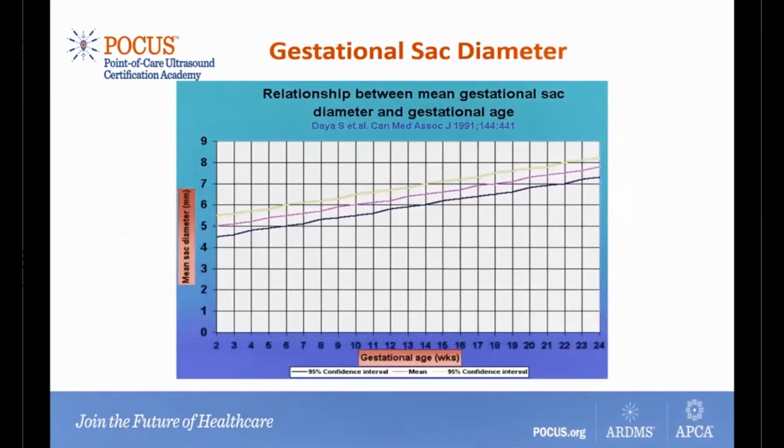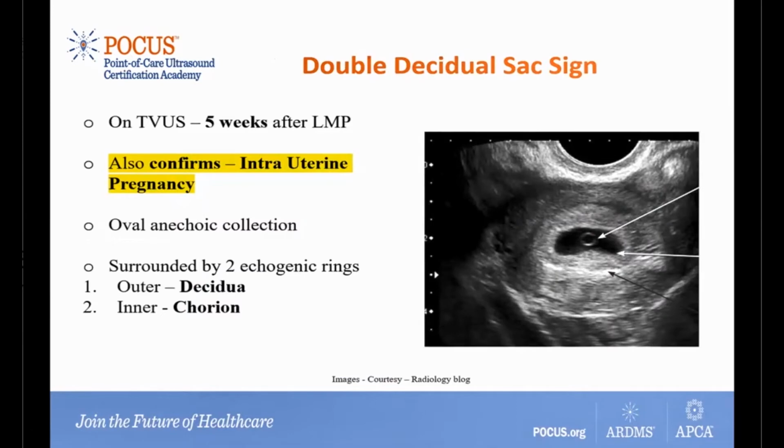We notice here is a chart showing the gestational sac diameter along the y-axis, and gestational age in weeks along the x-axis, and it increases as the gestational age proceeds further into the pregnancy. On the transvaginal ultrasound, we will be able to see around 5 weeks.